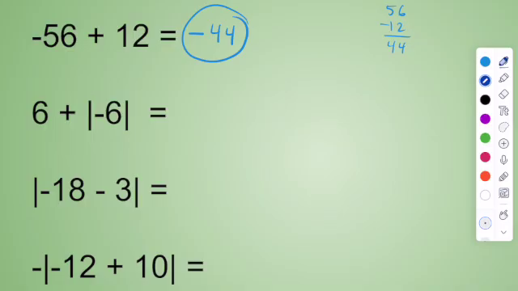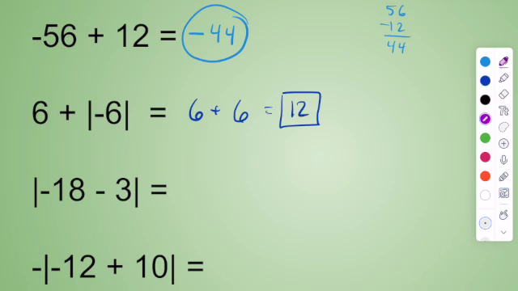Next, we have some absolute values showing up. So I'm going to deal with those first and rewrite it. 6 stays the same. Plus, the absolute value of negative 6 is 6. Well, 6 plus 6, we know how to do that. That is just 12, and that is our answer. That was a quick one.